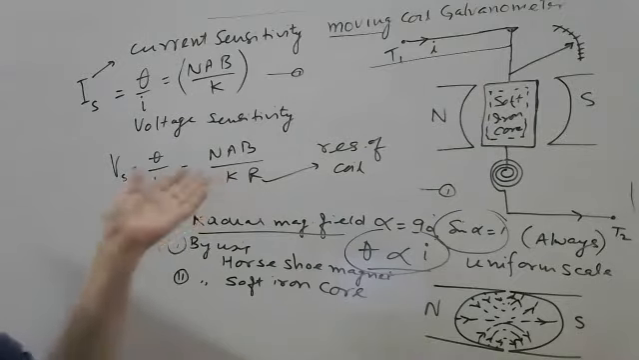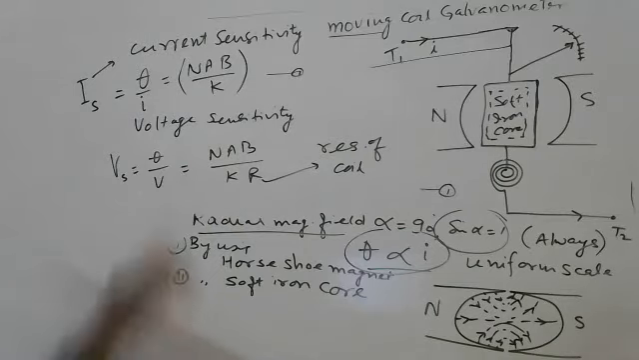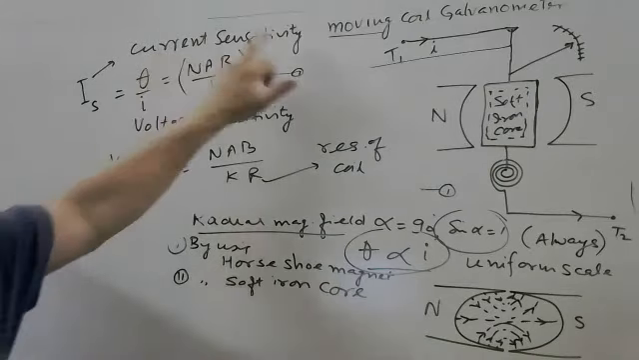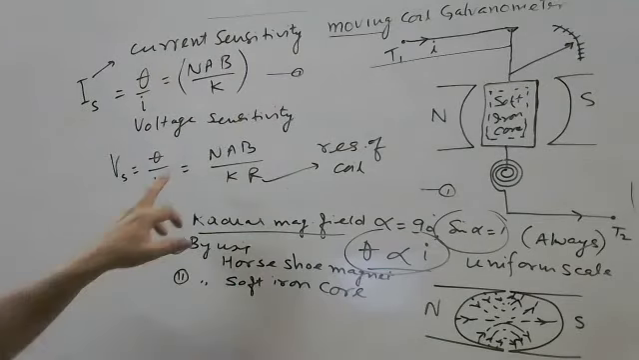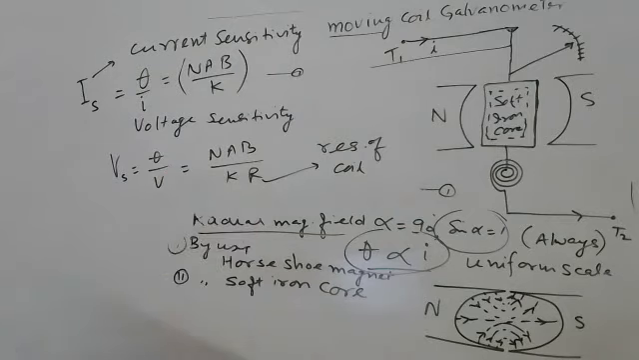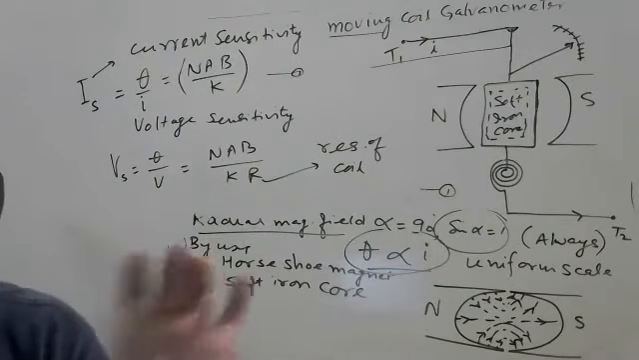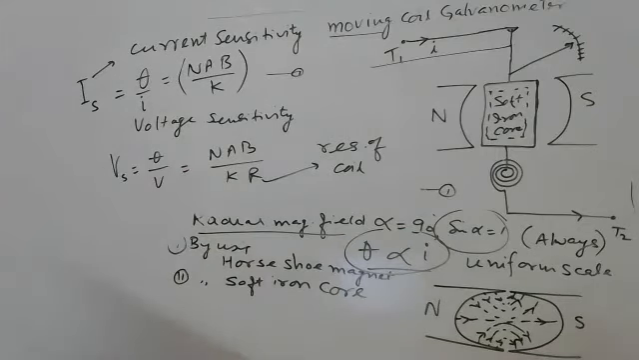You can see by formula itself, no problem. The question arises now, if we increase the current sensitivity, is it necessary to increase the voltage sensitivity also? Is it possible we are increasing the current sensitivity by increasing the number of turns, but there is no change in the voltage sensitivity? Is it possible?